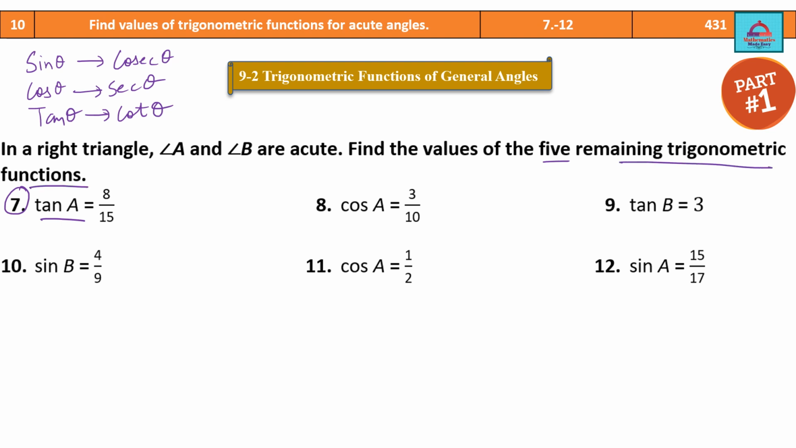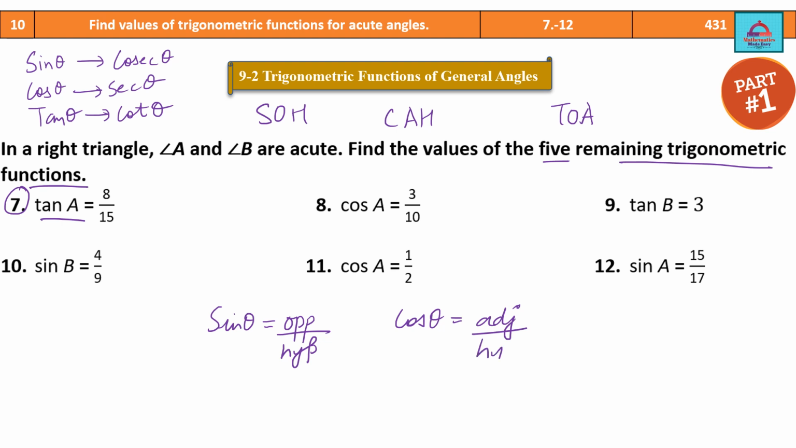As I told you, the basic tool you are going to use is SOHCAHTOA. I've already explained this to you before. Sin theta is going to be opposite over hypotenuse. Cos theta is going to be adjacent over hypotenuse, and tan theta is going to be opposite over adjacent. We are also going to use right angle trigonometry and the Pythagorean theorem.